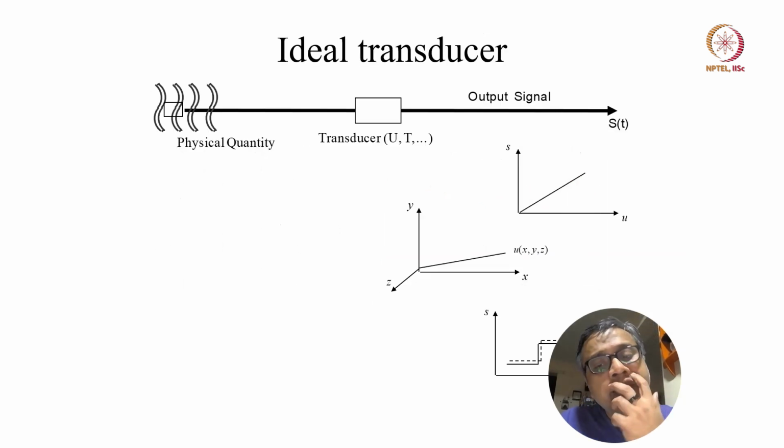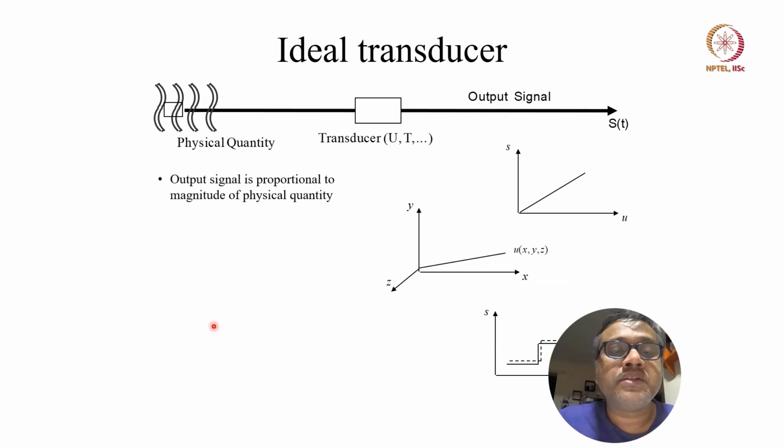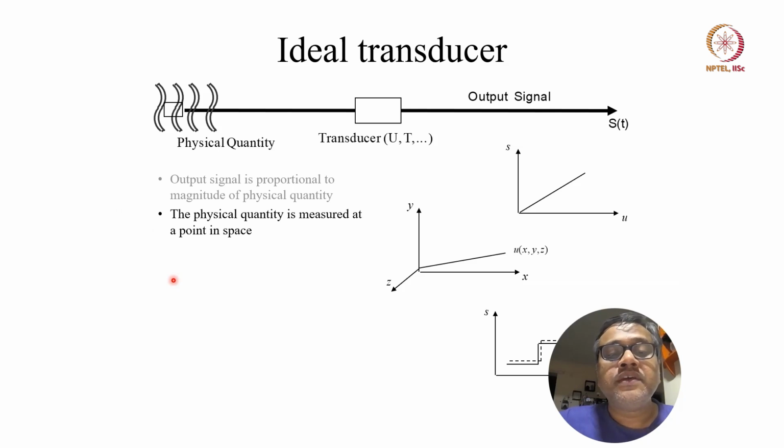So what does an ideal transducer actually do? If you look at any measurement principle, you have a physical quantity that you try to measure, which is passed through a transducer, and this transducer generates an output signal. It can be velocity or any other type of signal. The output signal is proportional to the magnitude of the physical quantity, so it has to respond to the change in the physical quantity. The physical quantity is measured at a point in space, or whatever is the dimension of that point. So it is exactly not dimensionless either.